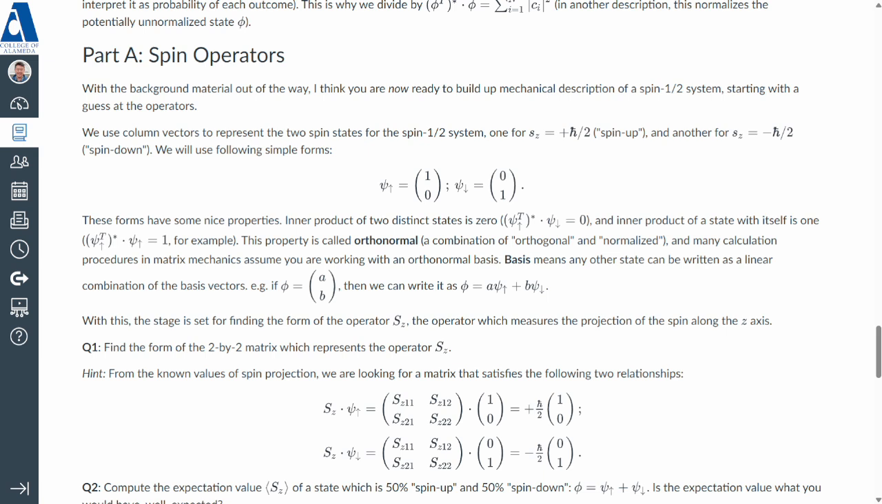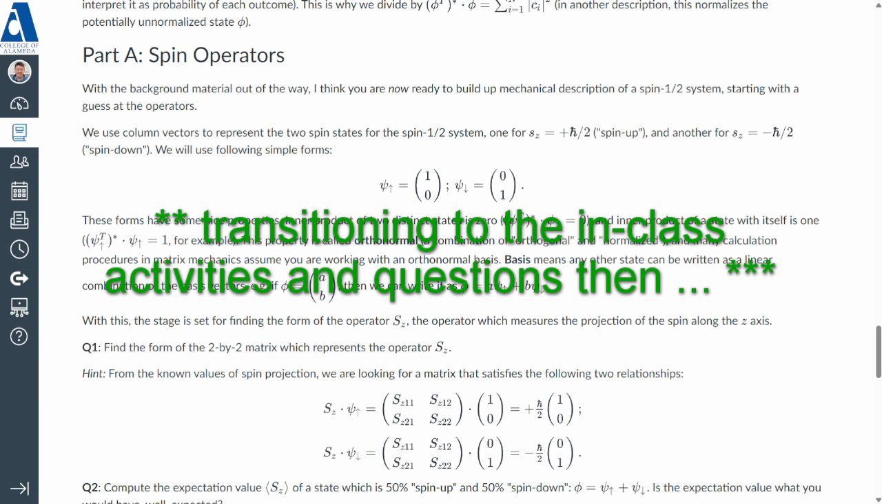For example, if phi is equal to a column vector of A and B, A being row 1, B being row 2, then we can write it as phi is equal to A psi spin up plus B psi spin down. With this, the stage is set for finding the form of the operator S sub z, the operator which measures the projection of the spin along the z axis.